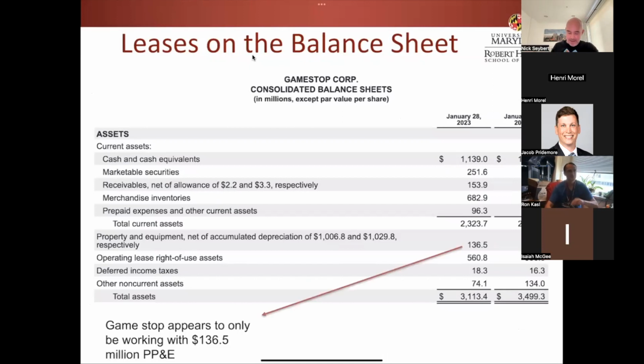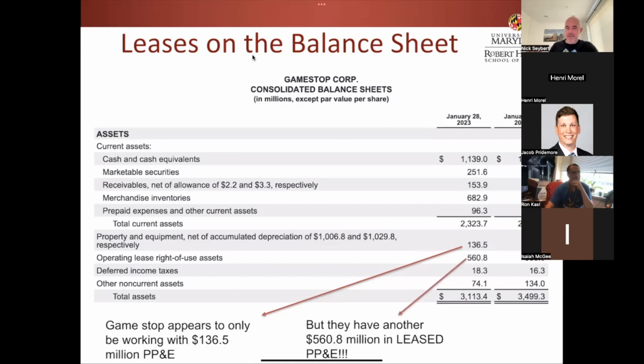But if you don't pay attention and you're like, how efficiently are they using their property, plant, and equipment? GameStop appears to only be using 136 million. Look at the line right below it. 560 million of leased property, plant, and equipment. So it's very easy for a naive investor to look at this and be like, wow, oh my God, they're generating so much sales with barely any store space, 136 million. Like, no, dude, they have more than 4 times that in leased assets, okay? So you always would add that into any ratio looking at property, plant, and equipment. You want to add those leased assets in there.